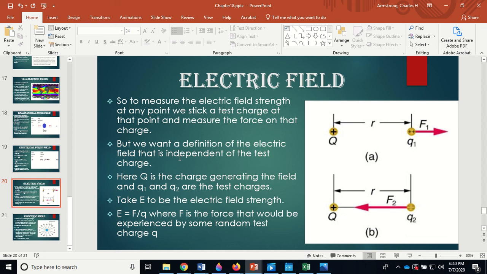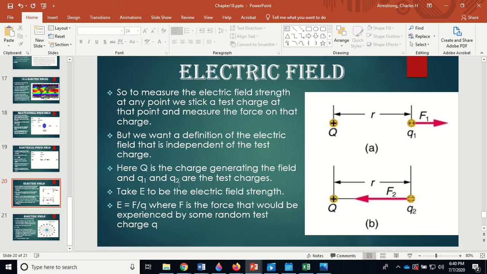So the way we do that is that we take Q as the charge generating the electric field. So there's Q. The electric field around Q exists because of Q. Everything we put in there is going to feel force because of Q. We put a test charge in there, and they made it plus because normally we think of electric fields as going out away from protons or plus charges. So you've got your force, and then Q is the charge generating the field. Q1 and Q2 are like the test charges. Take E to be the electric field strength.